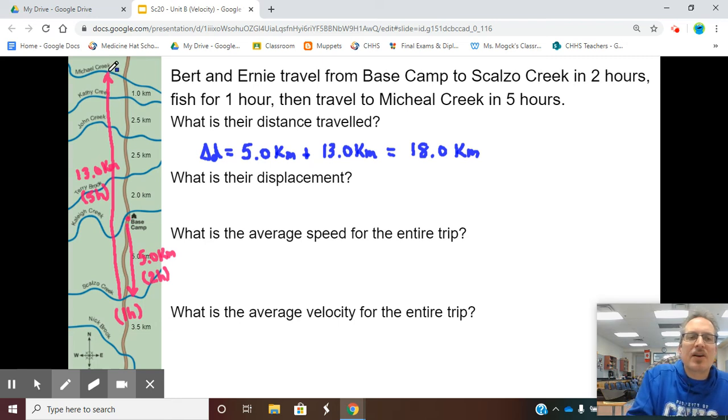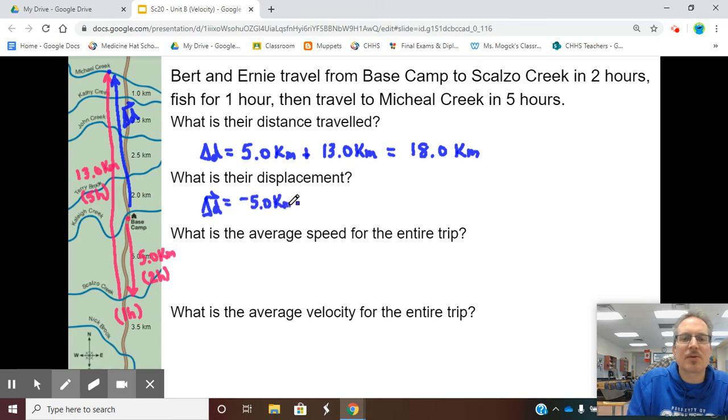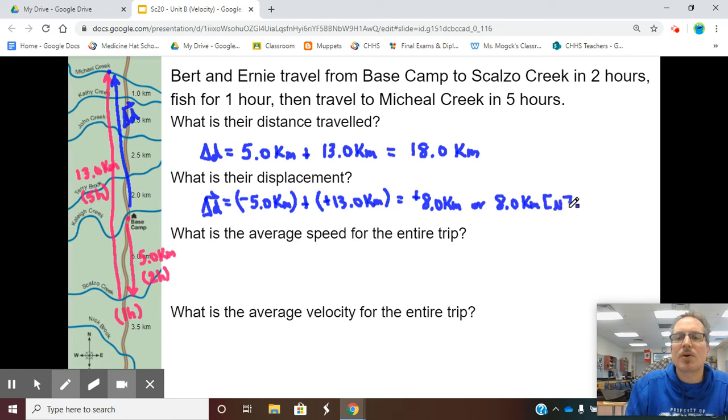What is their displacement? Meaning, if they are now here and they started here, what is this displacement? We know it's north of where they started, so let's calculate this. This is when we're going to care about directions. So when they first did their first 5 kilometers, that was a negative 5 kilometers because it was south. And then they went north 13 kilometers, so that's going to be a positive 13 kilometers. So when we add these two numbers together, this is going to be positive 8 kilometers, or 8 kilometers north.